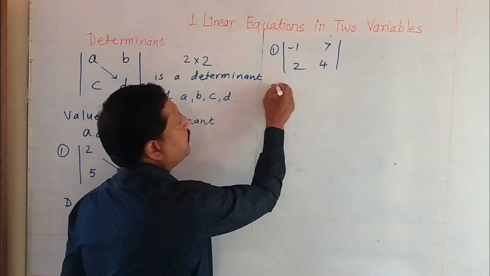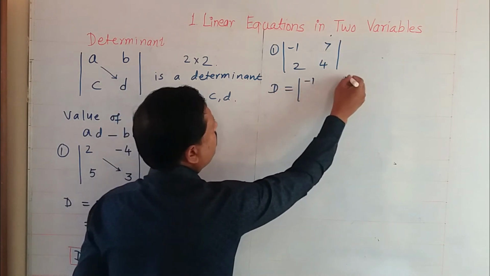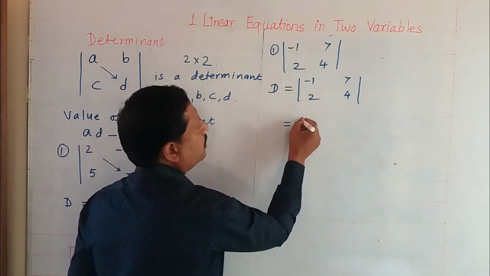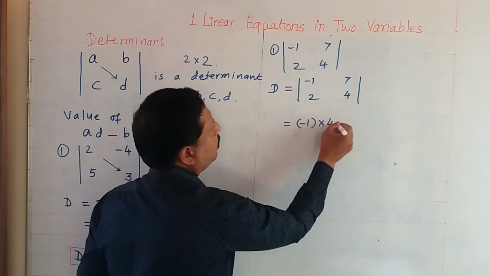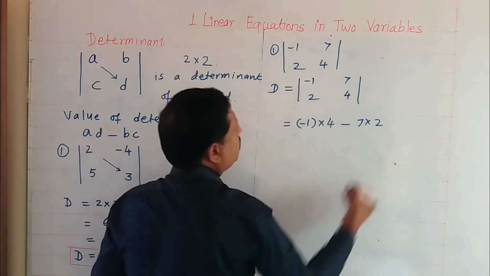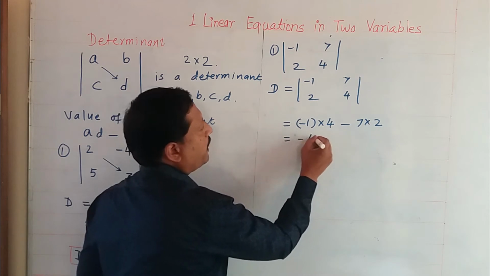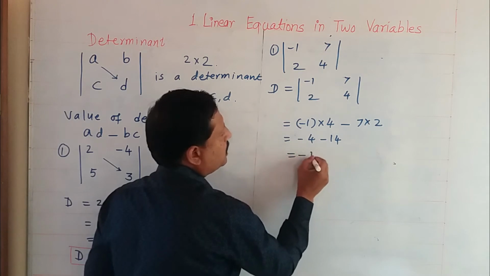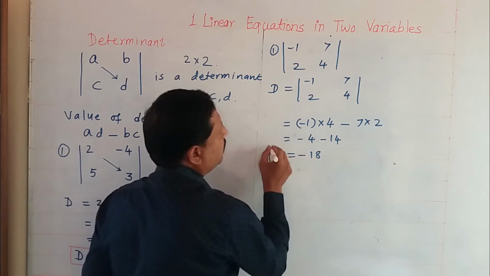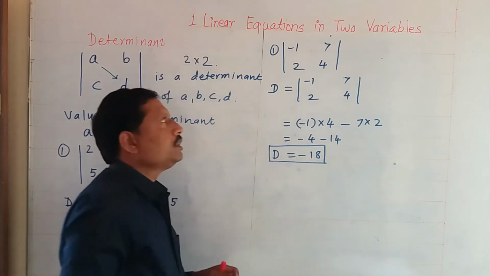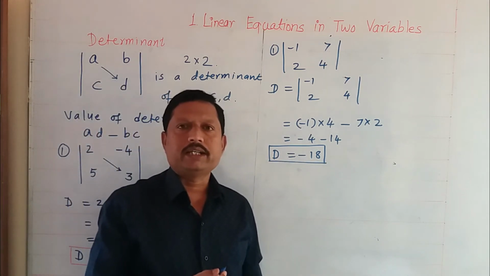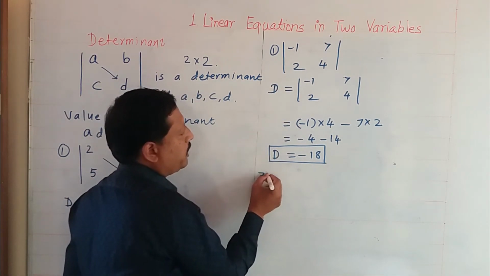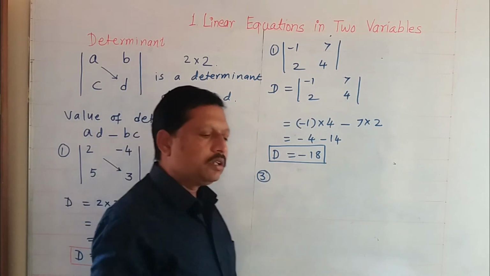The determinant is denoted by D, hence D is equal to the determinant minus 1, 7, 2 and 4. We find the value by taking the cross multiplication. Minus 1 into 4 minus 7 into 2, that is minus 4 minus 14, which becomes minus 18. So the value of this determinant is minus 18. The second example is similar to the first example, so I am not taking that. Instead I am taking the third example.